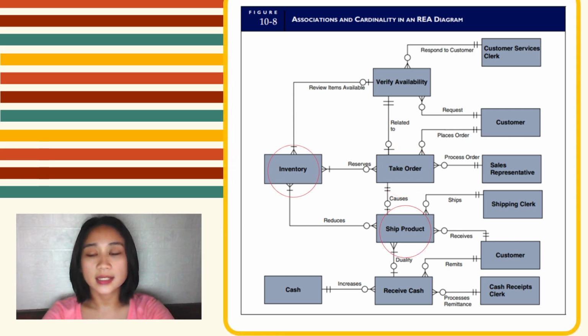Lastly is the cardinality between the ship goods and inventory entities. A similar situation exists between the ship goods and inventory entities. In each of these cases, the upper cardinality of many creates a many to many association, which we know from chapter 9.